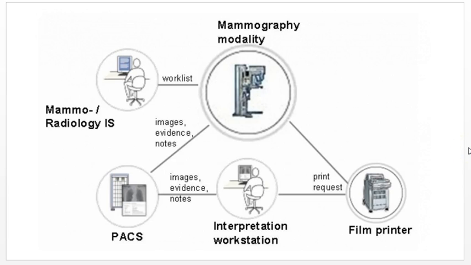This is kind of a weird diagram. It's like they forgot to put the arrows on it. So let me work through it with you. The modality work list helps the mammotech choose the right patient. The images get sent to PACS. They can also go to a film printer. Then they go to the review station, which can also print them if needed.